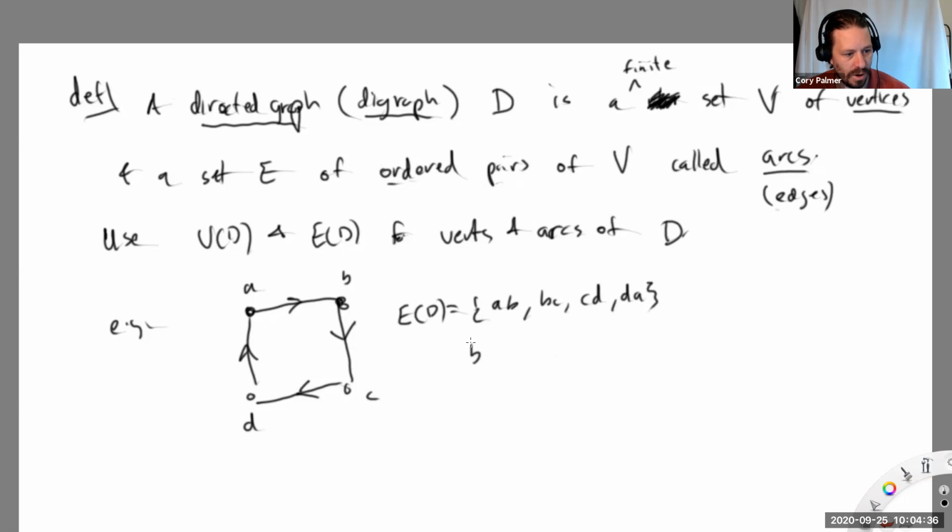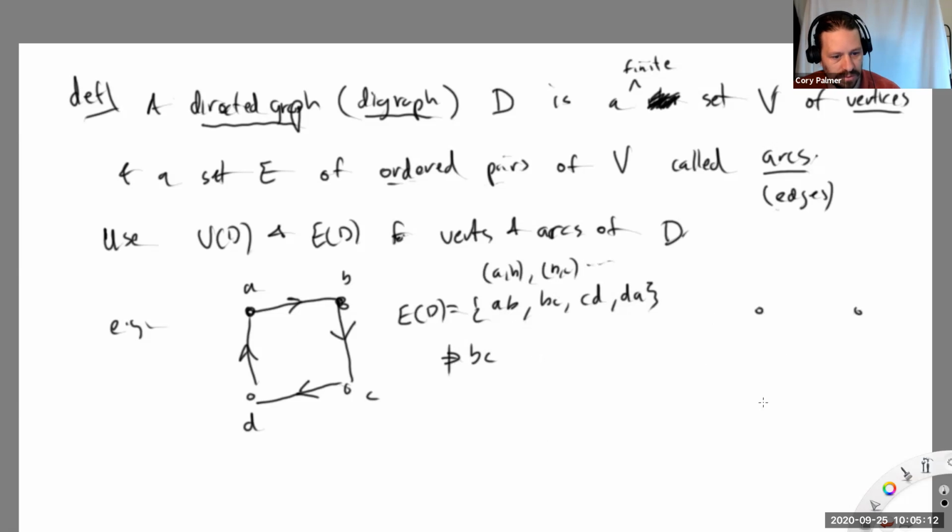But for instance, the arc BA is not there, right? That's a different arc. BA would be going in the opposite direction. In graphs, BA and AB are the same thing. In digraphs, those are two different arcs. They're two different edges, because orientation matters. Again, just as we often do here, I'm abusing notation. These are not actually ordered pairs, this is like a two element sequence. Formally this set is A comma B, B comma C, and so on. But we're never going to write arcs that way. It's just too much. Okay, so that's one example.